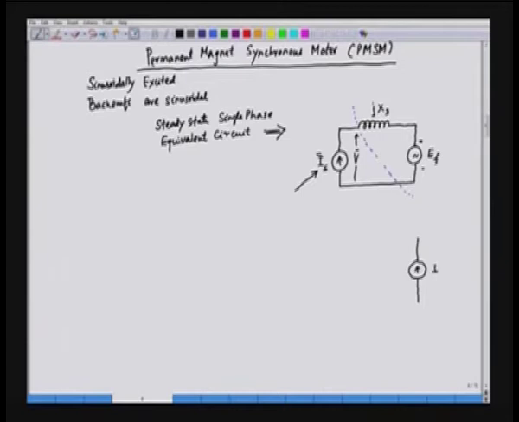This is If, this is also a phasor here, and then we have a parallel branch in this case, and the source here is Is. This is a voltage, this is a current source. So, what we have here is a current Is, and this reactance is Xs, the synchronous reactance.